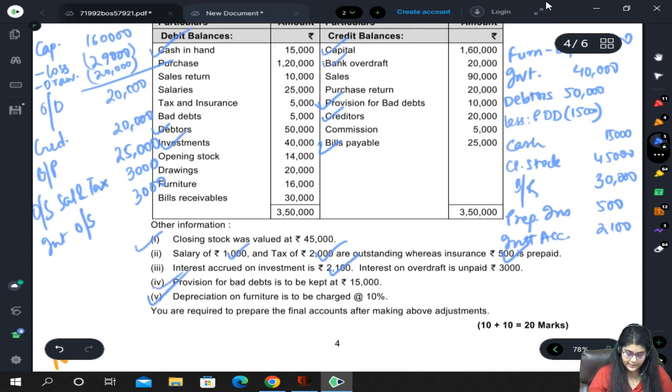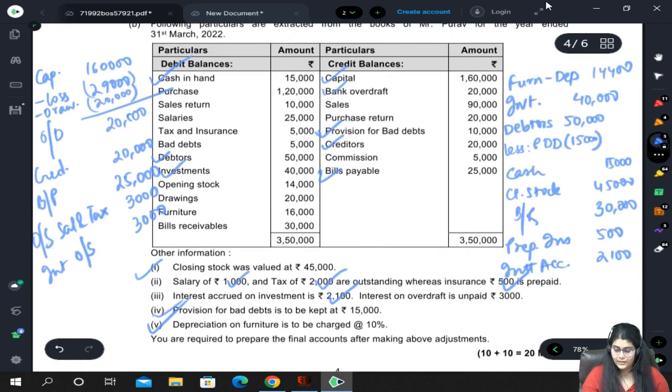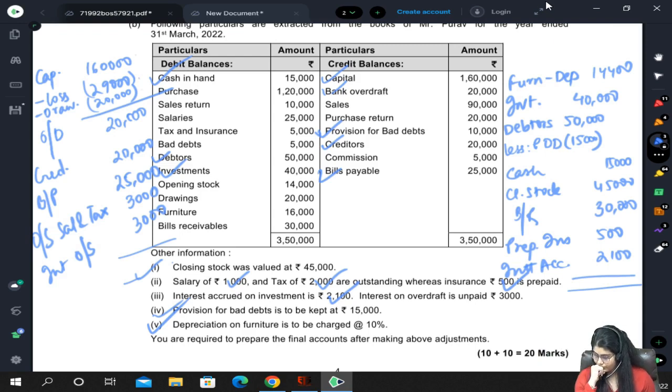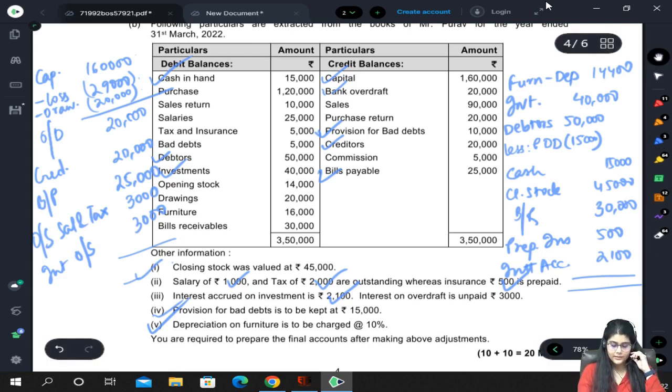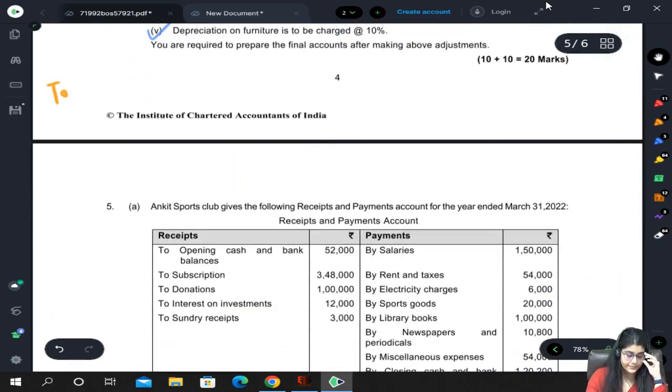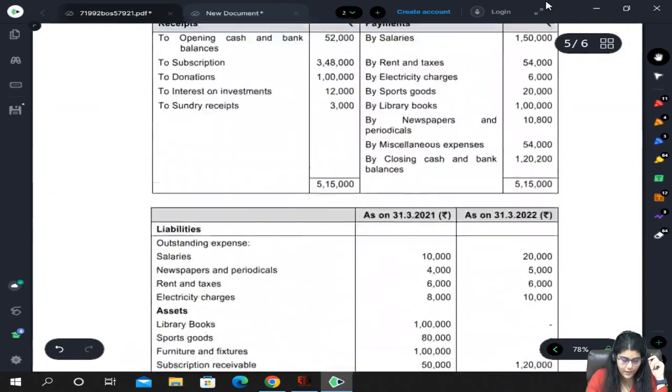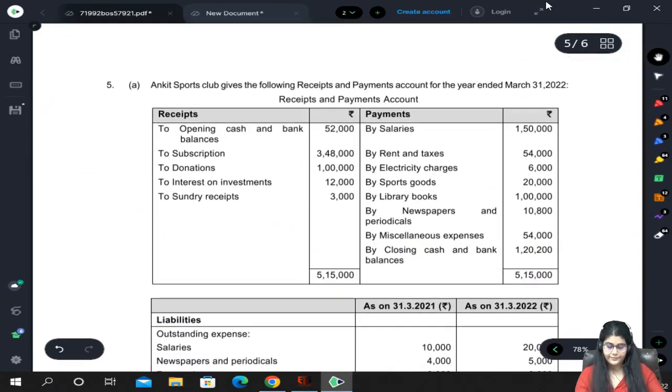Provision done. Depreciation done. So let's check if our balance sheet is matching now. I think it should. Yes, it is. So this one is also done. All right. Question number 5.